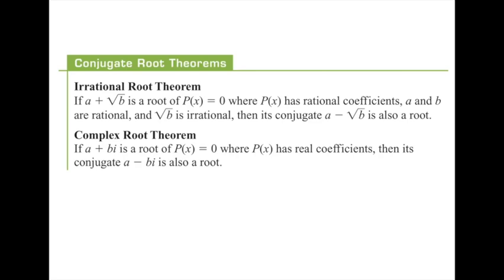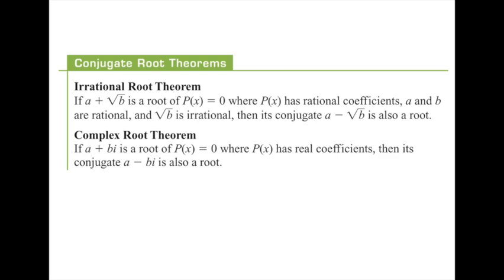It says irrational root theorem. If a plus the square root of b is a root of a function, that's what p of x is, and square root of b is irrational, meaning something like that doesn't automatically simplify. So square root of 2 is irrational, but square root of 4 is not, okay? Square root of 2 is irrational because 2 does not have a perfect root. But square root of 9 is a rational number because you can actually take the square root of 9, it's 3, okay? So that's what that means.